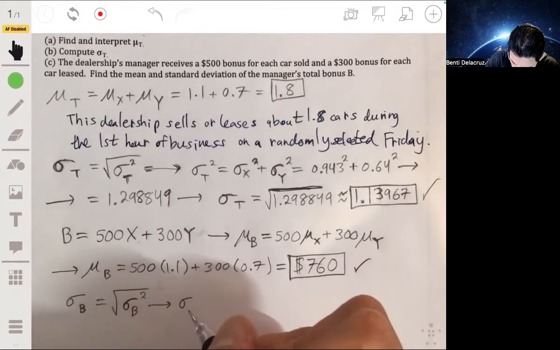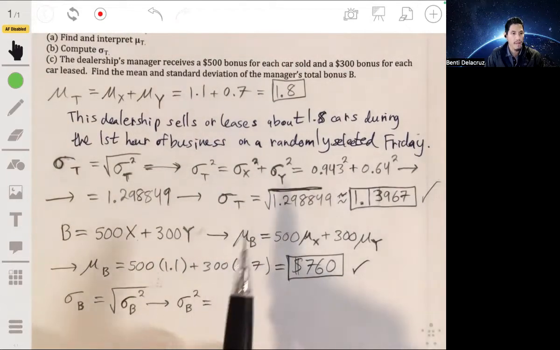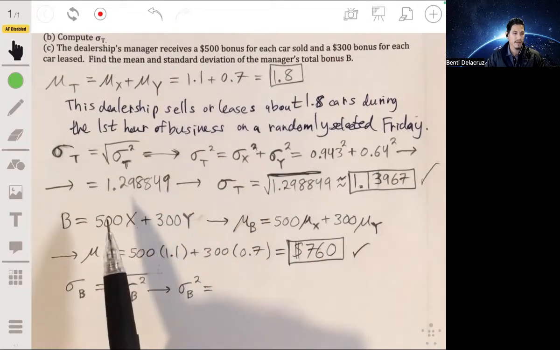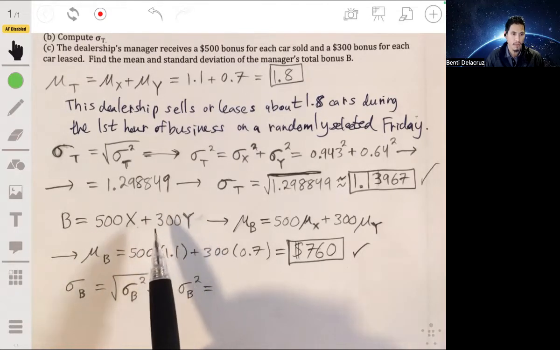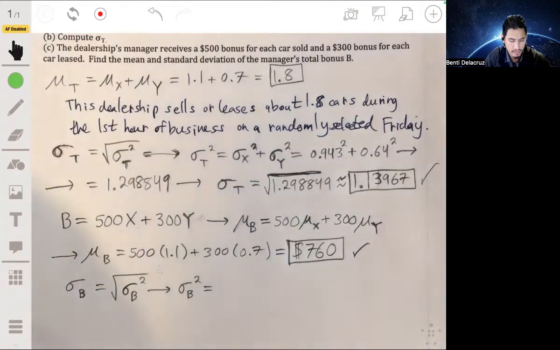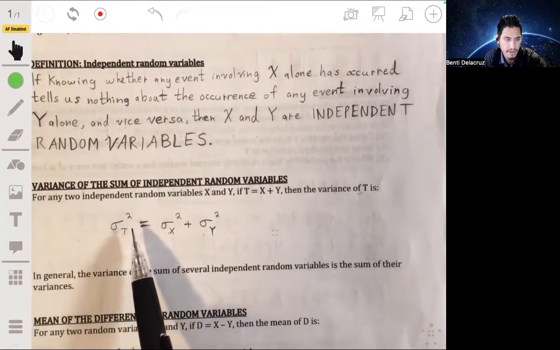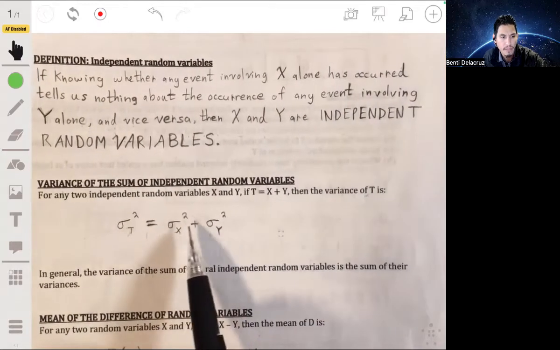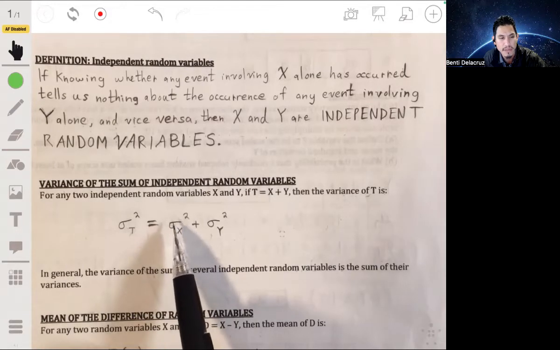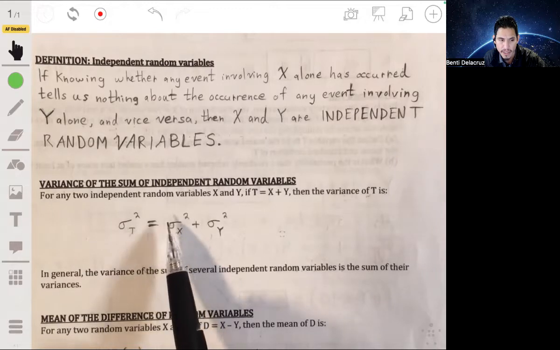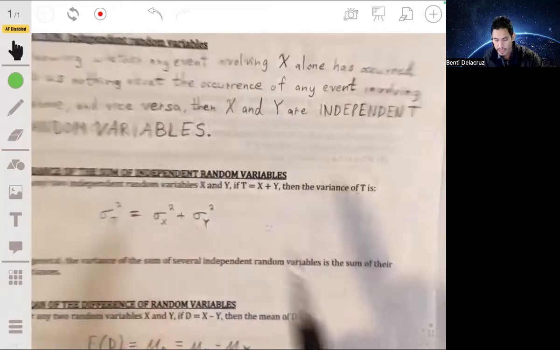And the variance of B will be equal to, now this is going to be a little different, because B is equal to 500 times X plus 300 times Y. So going back to the formula, the variance of T is equal to the sum of the variance of X and Y. But there, we don't have an explicit value being multiplied. It's just like 1 times the variance of X squared plus 1 times the variance of Y squared.